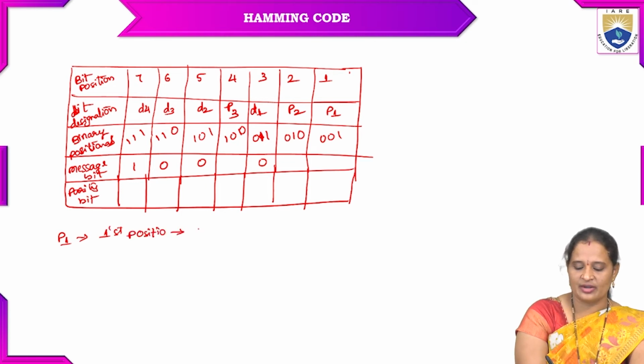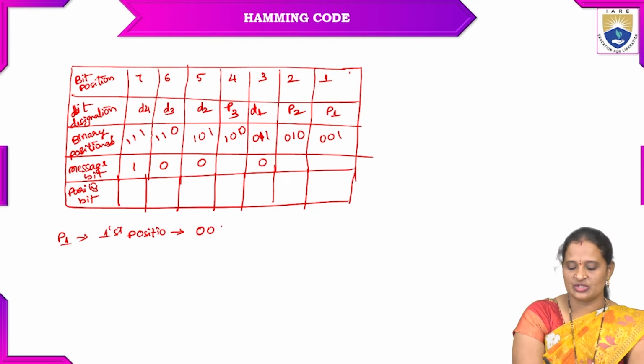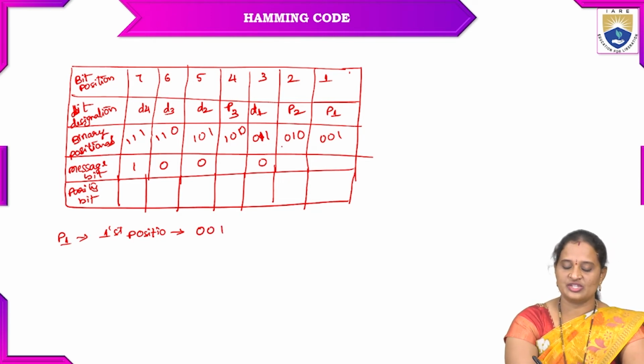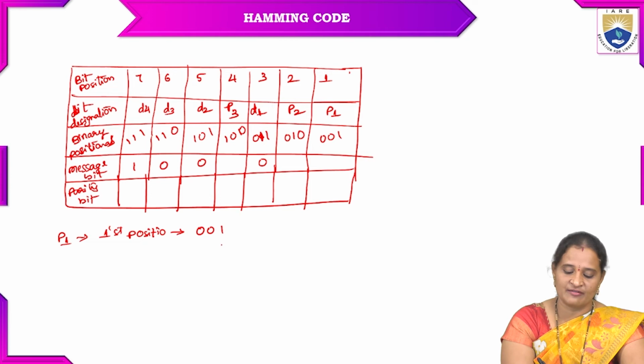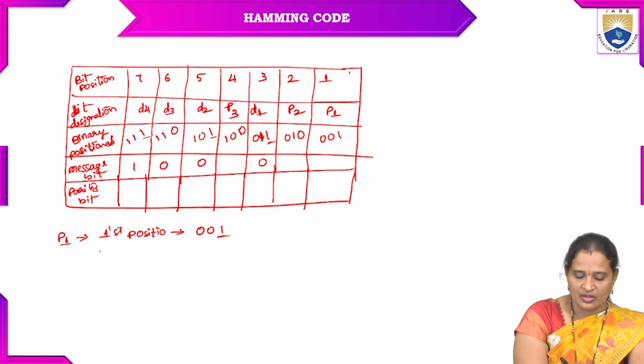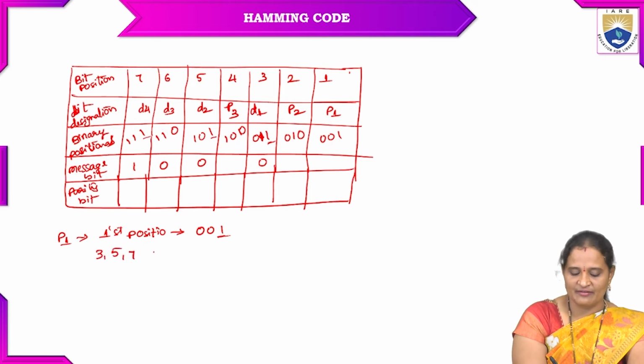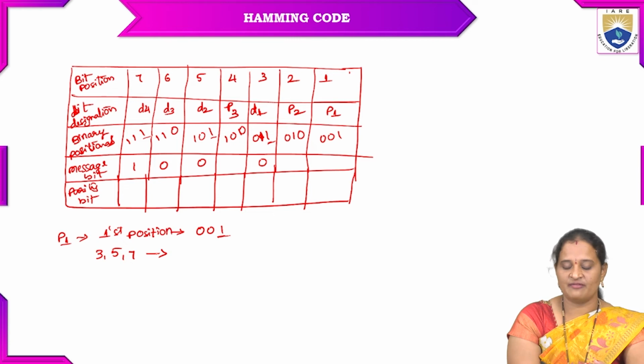What is the binary equivalent of this first position? 0 0 1. Now check all the other positions which have their LSB as 1. That is 3, next 5, 7. So 3, 5, 7. What are the values of these? The 3 position is 0, and 5 is 0 and 7 is 1.